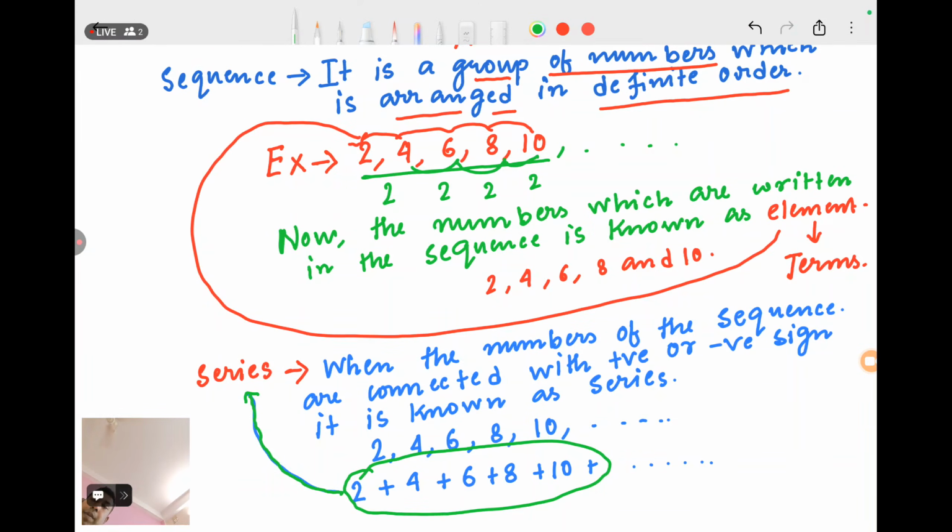If you have any doubt about what I have taught till now, you can ask me in the chat box and I will definitely answer you. I have taught what a sequence is, then what elements or terms are, and now the meaning of a series. Series is very easy. When we connect the sequence with any positive or negative sign, it is known as series.